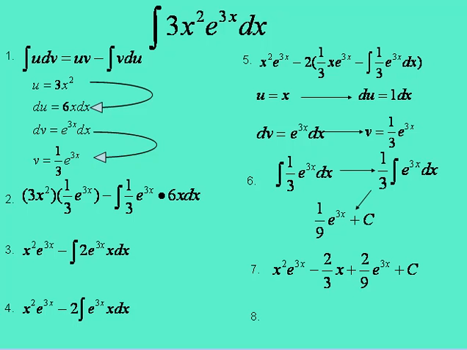Distribute the -2 to 1/3 x e to the 3x and the 1/9 e to the 3x plus c. That gives you x squared e to the 3x minus 2/3 x plus 2/9 e to the 3x plus c. And last but not least, simplify, factor out, and remember plus c.